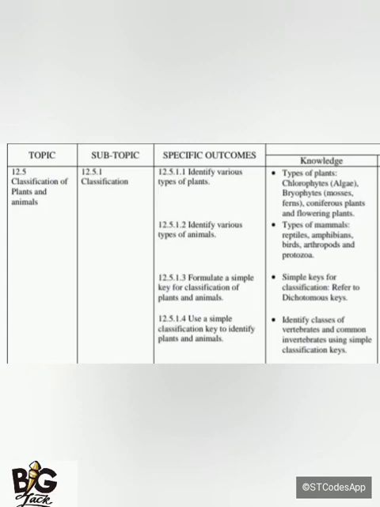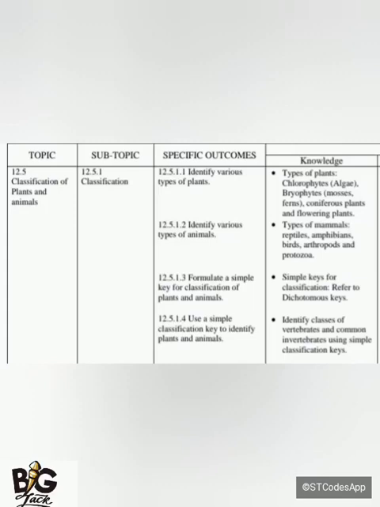These mosses usually grow around our houses, outside the houses. Apart from that, you need to give them what? The ferns. Okay. Apart from that, coniferous plants. Coniferous plants follow what? Bryophytes. Okay. Apart from that, you need to identify various types of animals. If they ask you to identify various types of animals, they are asking you to give them the types of what? Mammals, reptiles, amphibians, birds, arthropods, and protozoa.